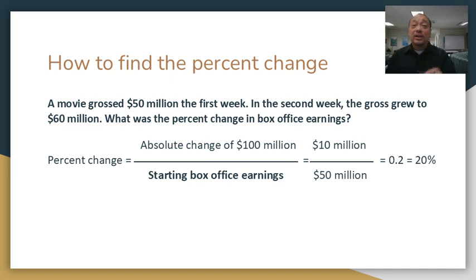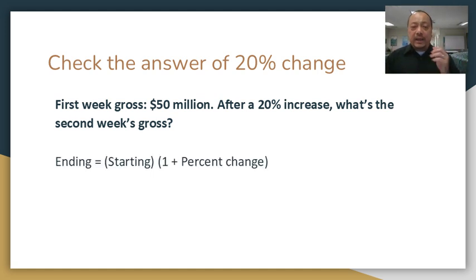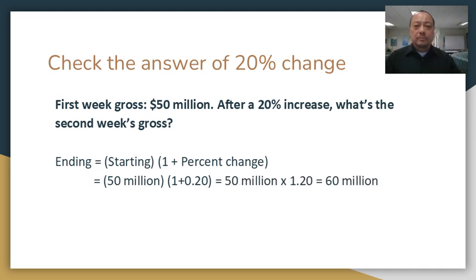Let's check this answer. Is it really 20%? We started with 50 million. We claimed the increase was 20%. Let's compute the ending value and see if it equals 60 million. Ending equals starting times 1 plus percent change. Plug in the values. Starting equals 50. Percent change equals 20% or 0.2. Compute it out. Yes. Good. The answer is 60 million.